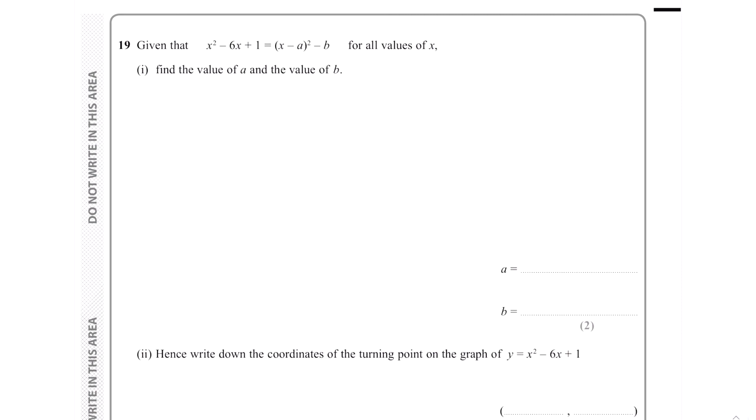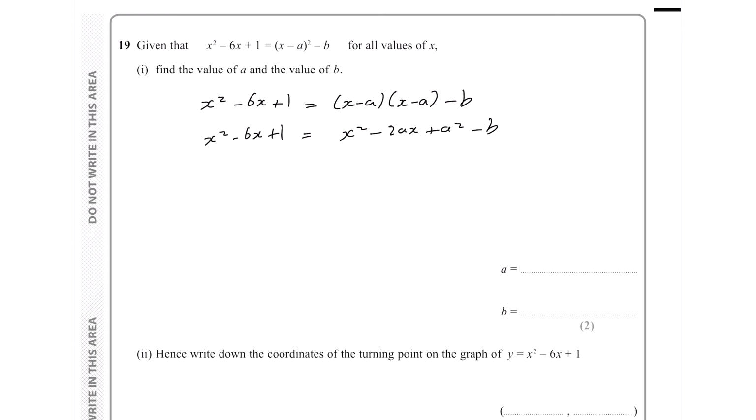So given that x squared minus 6x plus 1 is equal to x minus a squared minus b, for all values of x, find the value of a and the value of b. So we have x squared minus 6x plus 1 is equal to x minus a squared minus b. So in this case, you want to expand out x minus a squared. So that'll be x minus a, x minus a, minus b. And if I expand that out, that becomes x squared minus 2ax plus a squared minus b is equal to x squared minus 6x plus 1.